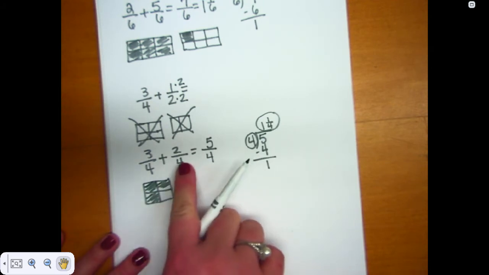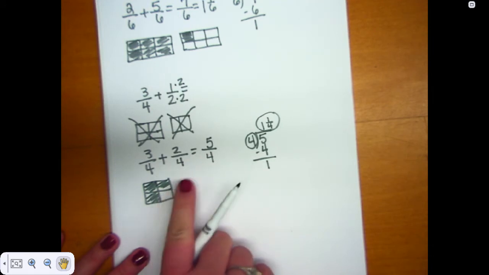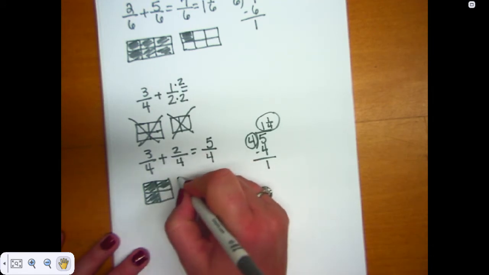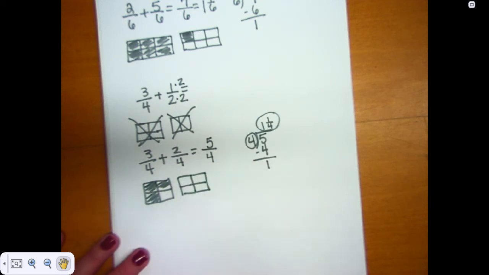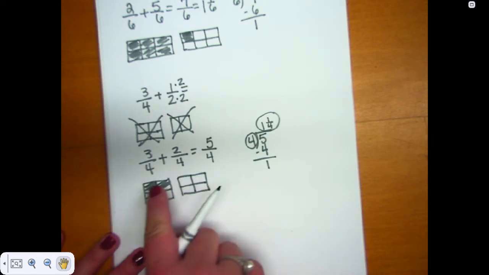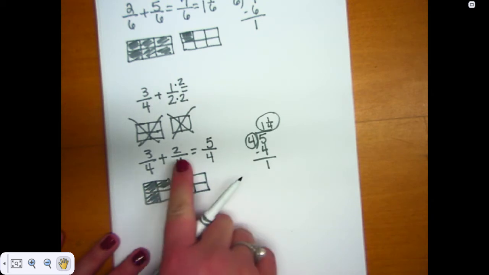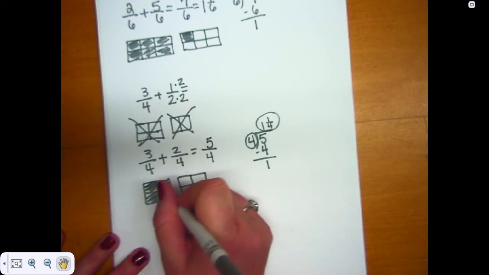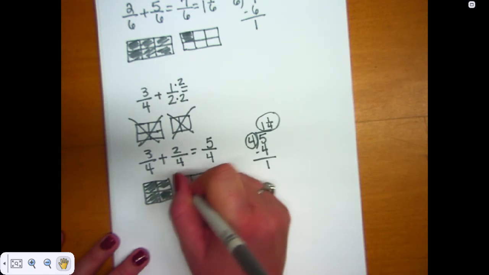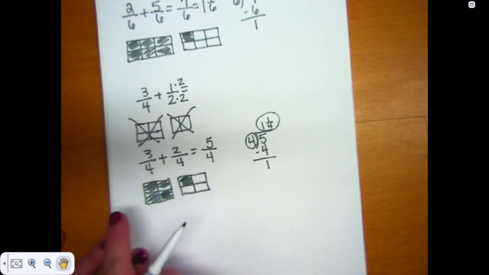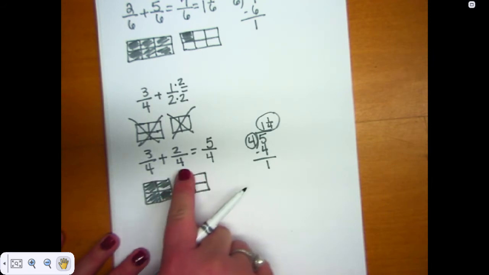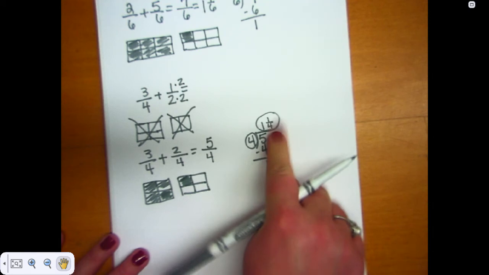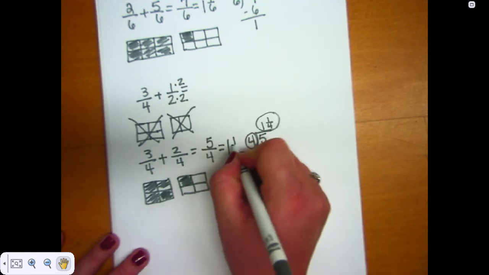And then I need to color in 2/4. Well, I don't have 2 spaces, so I do need another model, and it will also be a model that has 4 pieces. They have to be equal for us to be able to add them. So I've already got 3/4, and now I need to add 2/4. But remember, we have to fill this one up first before we can move on to the next one. So now my answer here is 1 whole model and 1/4 of the second model, which is exactly what we got here, so we know our answer is correct.